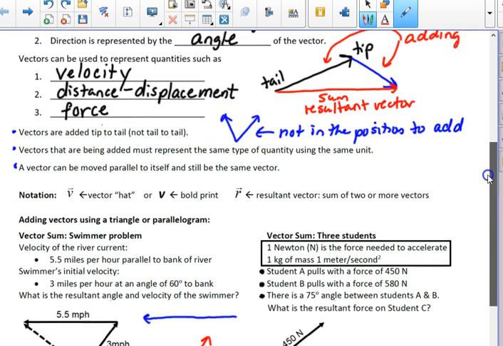Now the last thing I'm going to talk about in this video is the notation. A vector is denoted by putting a little arrow above it. Let me make this bigger so you can see it. That's called a vector hat. Sometimes when it's in a book, we see it in bold print because it's a little harder to put the vector hat in some sorts of print. This is the resultant vector, the sum of 2 or more vectors. So when I'm indicating a vector, I put this little symbol over it to represent that I'm talking about a vector, not just a number.